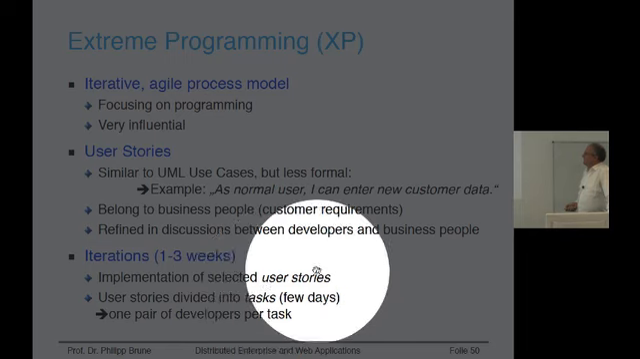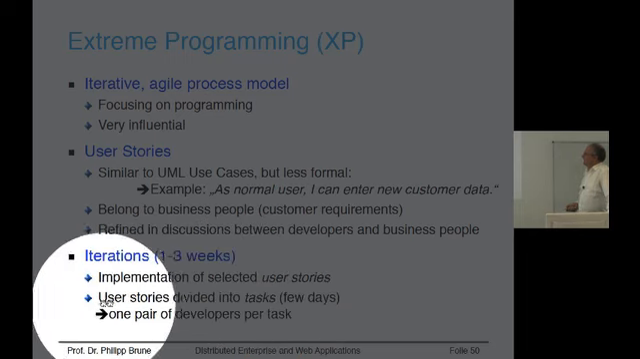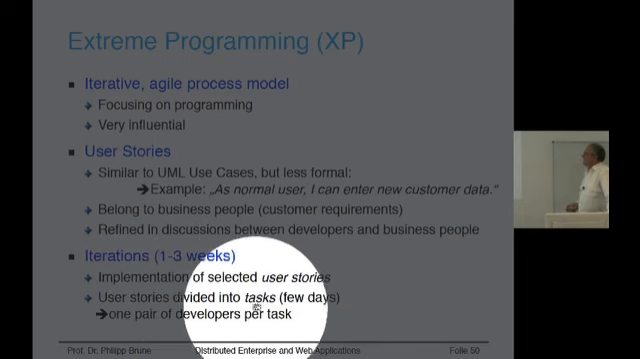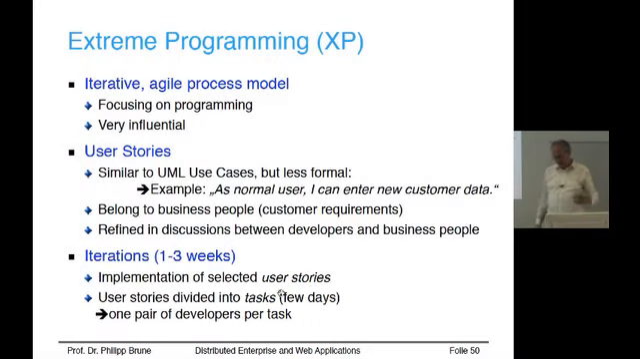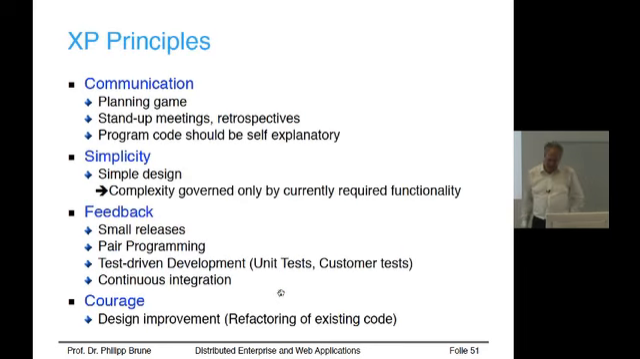For the implementation, every user story is divided into tasks. And every task is considered to be a few days. And you can assign either one developer to a task or a pair of developers. And the developers should choose their tasks themselves, okay? Because they should be self-organizing.